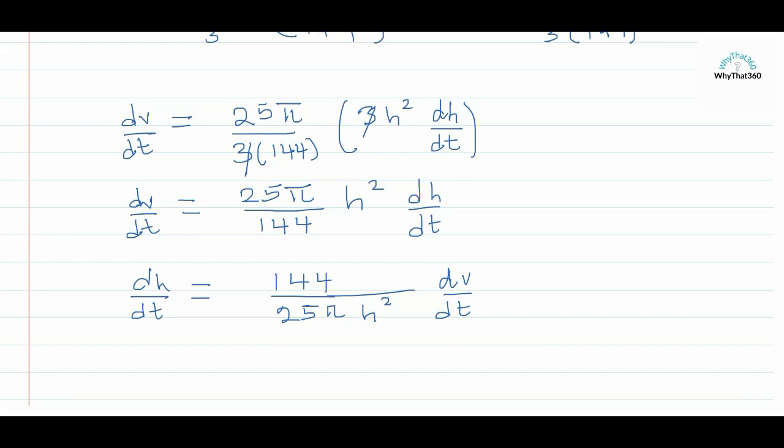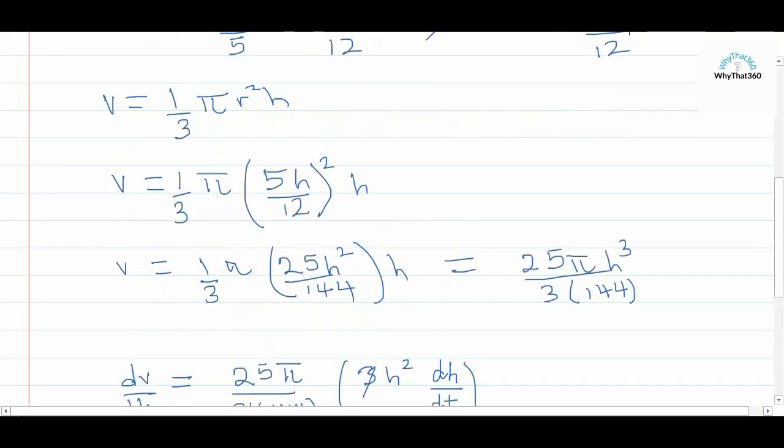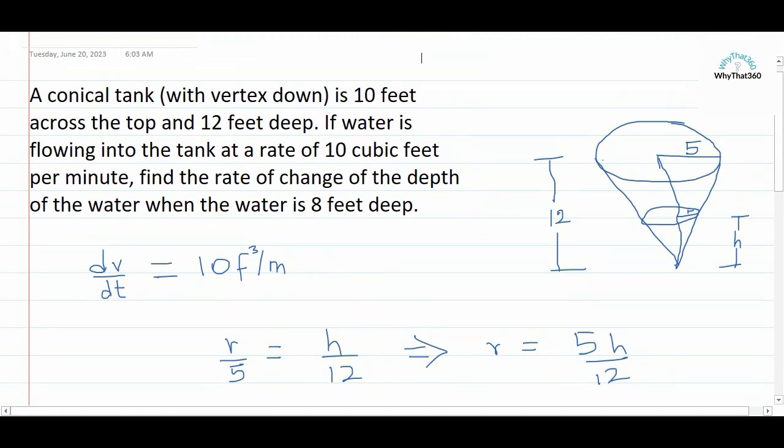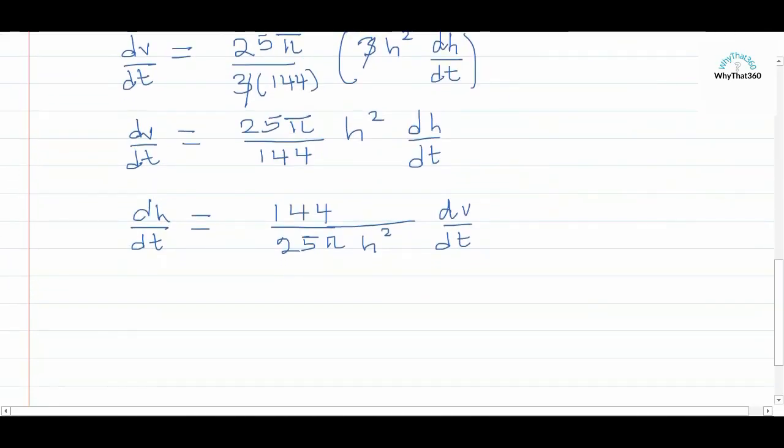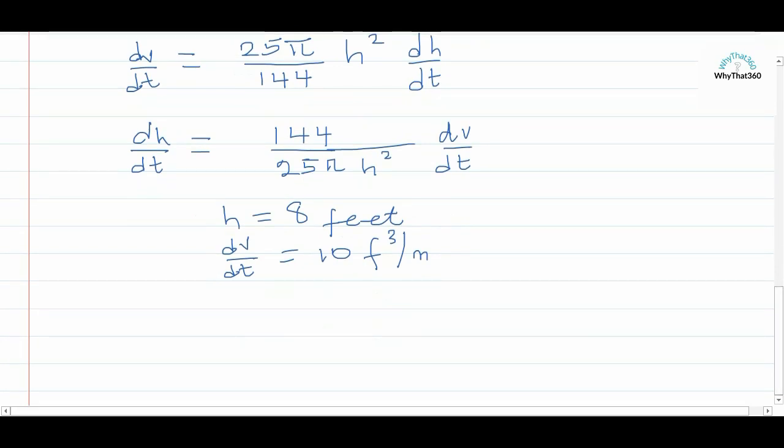At this point we will go ahead and do some substitutions. From the question, we had to find the rate of change of the depth of the water when the water is 8 feet deep. So h is equal to 8. We know h to be 8 feet, and we know dV/dt to be equal to 10 cubic feet per minute. So we will go ahead and do those substitutions to get dh/dt.